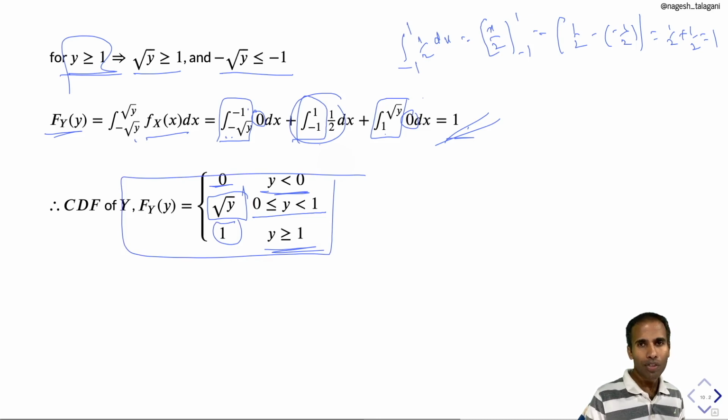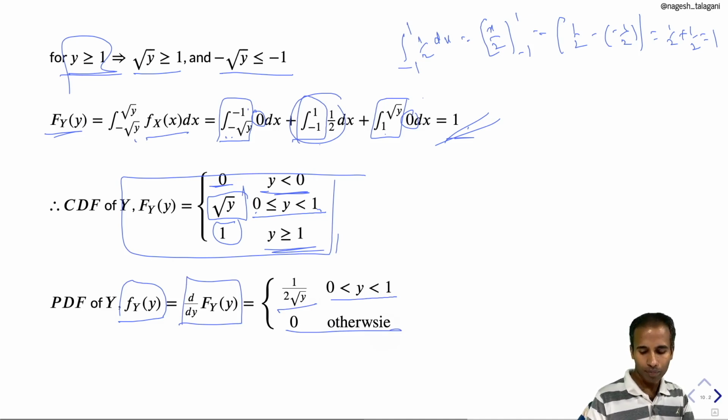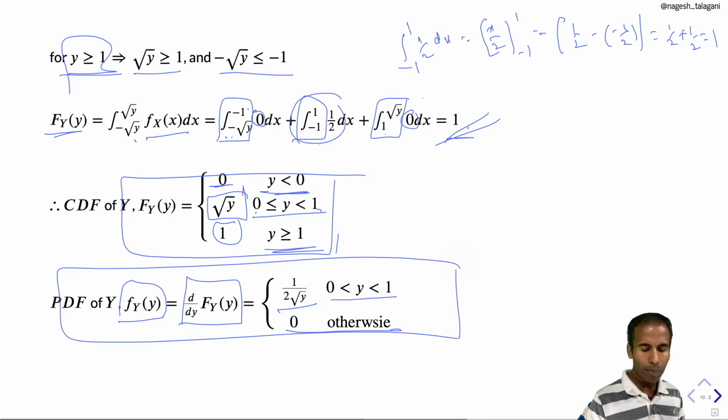Now, if you differentiate it, as you can see outside (0, 1), the CDF is constant, so the derivative is going to be 0. Between 0 and 1, it is root y. The derivative of root y is going to be 1 by 2 root y. So the PDF of y, f_Y(y), is the derivative of the CDF, which is 1 by 2 root y between 0 and 1, and 0 otherwise. Fine? Okay. This is the PDF of y.